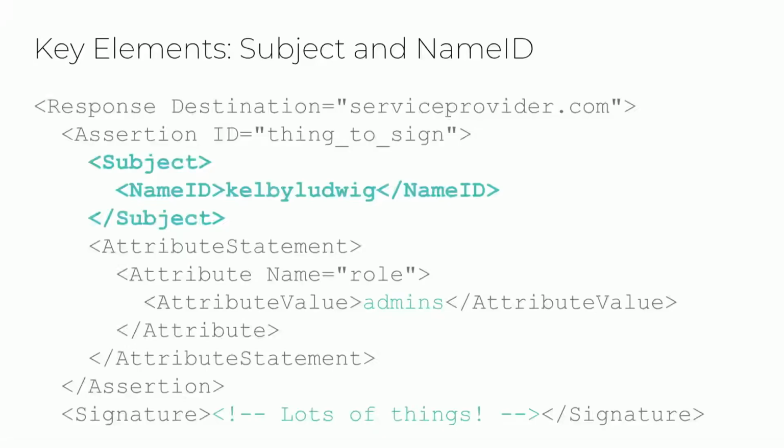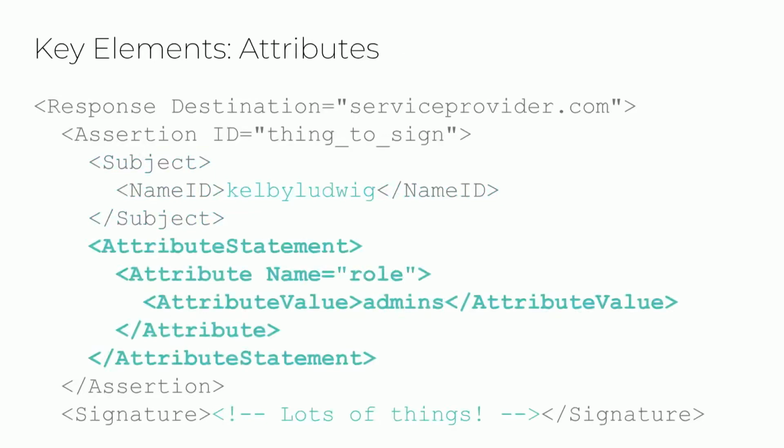The first is the subject and the name ID elements. A subject element conveys information about the authenticating user. The name ID is just one part of the subject element and is defined as a string value that uniquely identifies the user. This could really be any identifier, but more commonly you may see things like email addresses or usernames. Service providers very often end up using the name ID to identify what user they want to authenticate to their service.